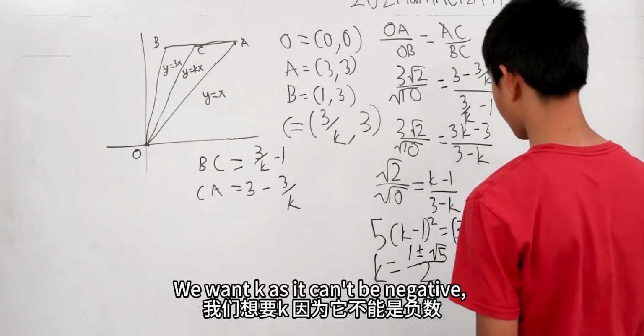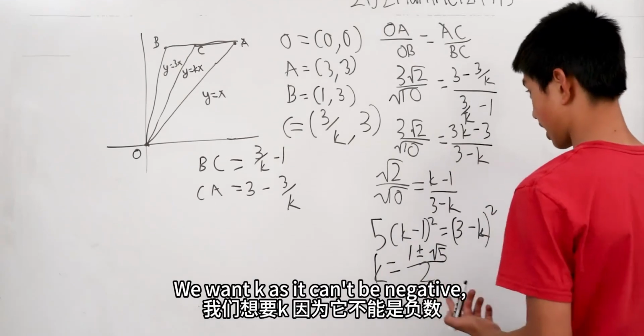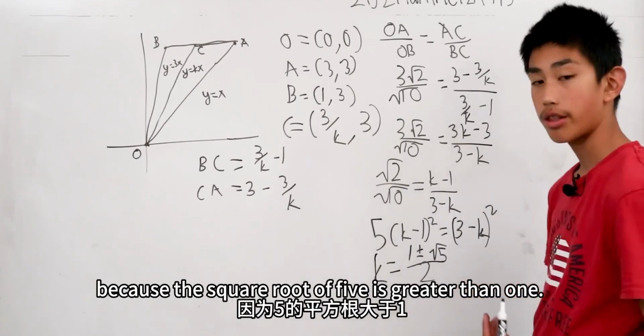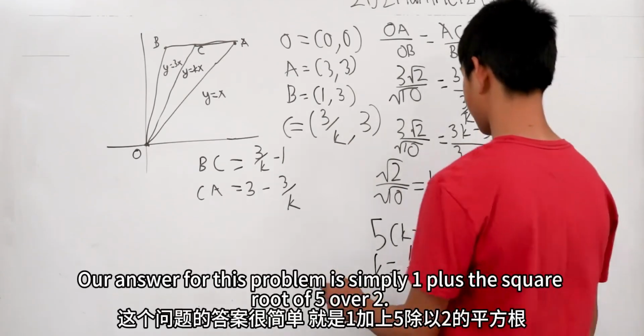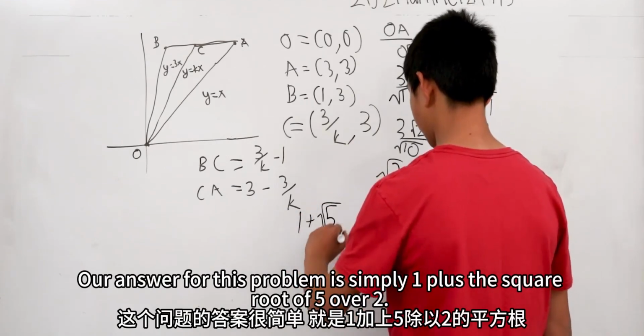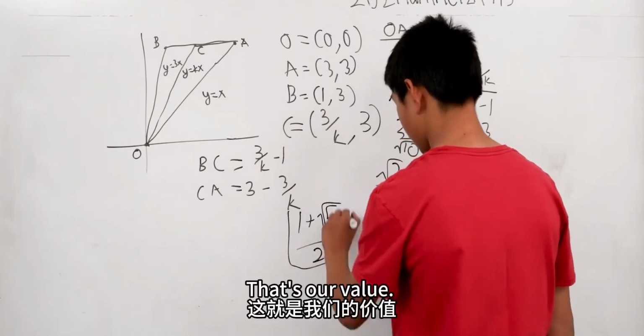We want k as, well, it can't be negative because the square root of 5 is greater than 1. So our answer for this problem is simply 1 plus the square root of 5 over 2. That's our value.